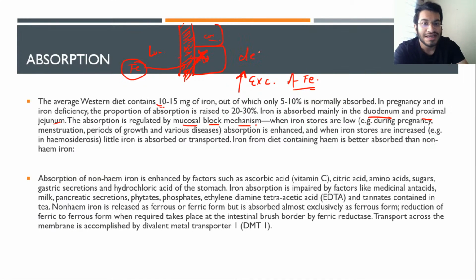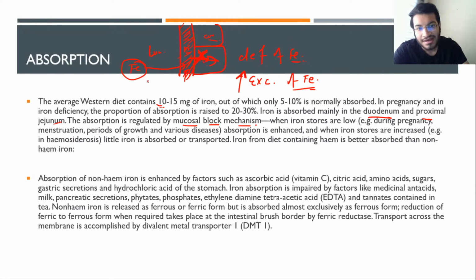But if your body is deficient of iron, then this iron will readily enter the cells and the bloodstream, right? I hope it's clear. So just to maintain the normal quantities of iron, your body will not let excess of iron enter your bloodstream, and that's why this mucosal block mechanism comes into place, right?